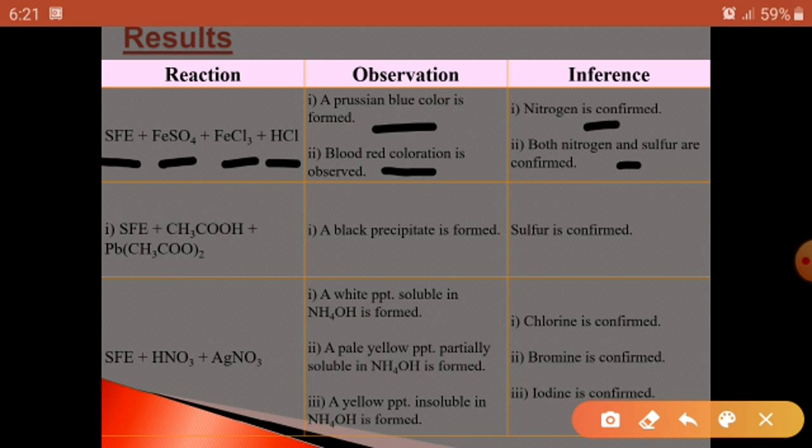When the sodium fusion extract is reacted with acetic acid and lead acetate, a black precipitate is formed, then sulfur is confirmed. And when this sodium fusion extract is reacted with silver nitrate and nitric acid, if a white precipitate which is soluble in ammonium hydroxide is formed, then chlorine is confirmed. If a pale yellow precipitate which is partially soluble in ammonium hydroxide is formed, then bromine is confirmed. And a deep yellow precipitate which is insoluble in ammonium hydroxide means iodine is confirmed.